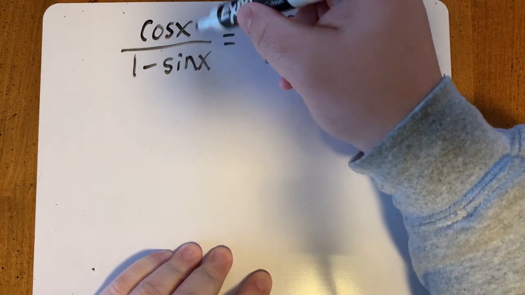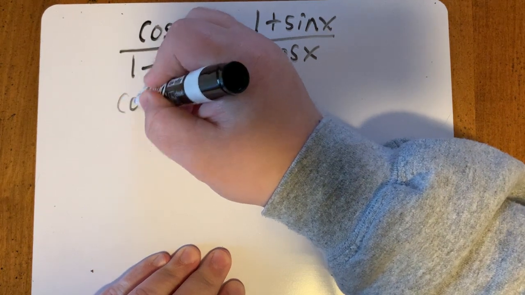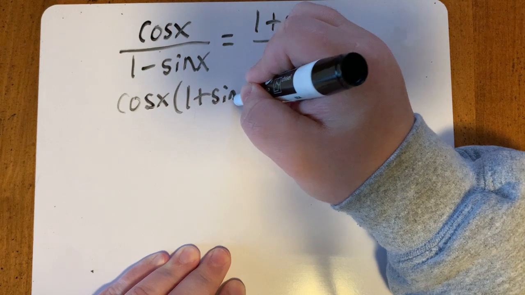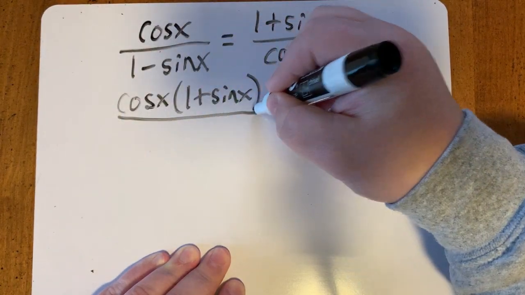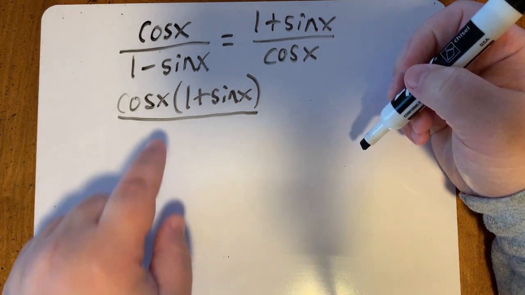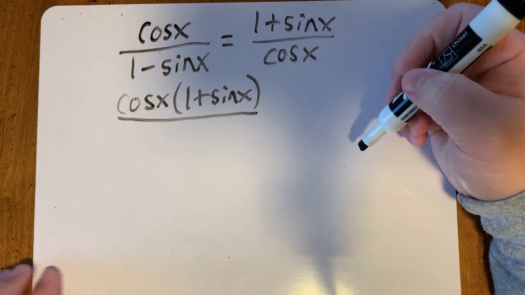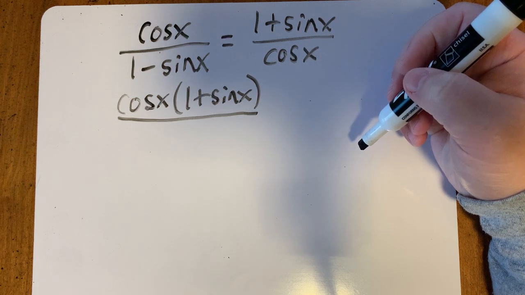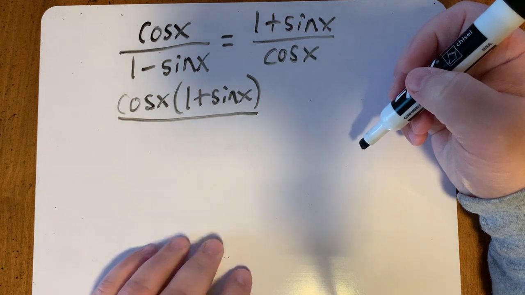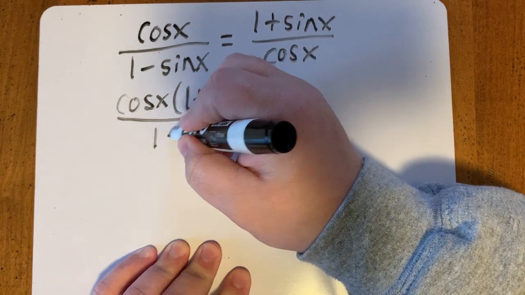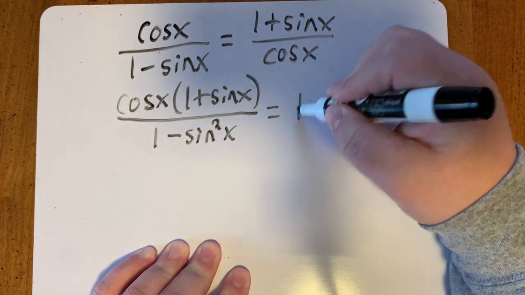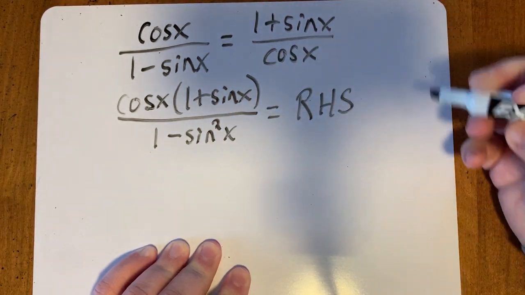So if we multiply top and bottom by the conjugate of the denominator, you get cosine of x times 1 plus sine of x. If you're multiplying by the conjugate, if it's not producing the difference of squares, like it wouldn't in the numerator, don't multiply through. I strongly recommend multiplying through as a last resort. Oftentimes something's going to divide off nicely. And then 1 minus sine squared of x is the result, and that equals the right-hand side.